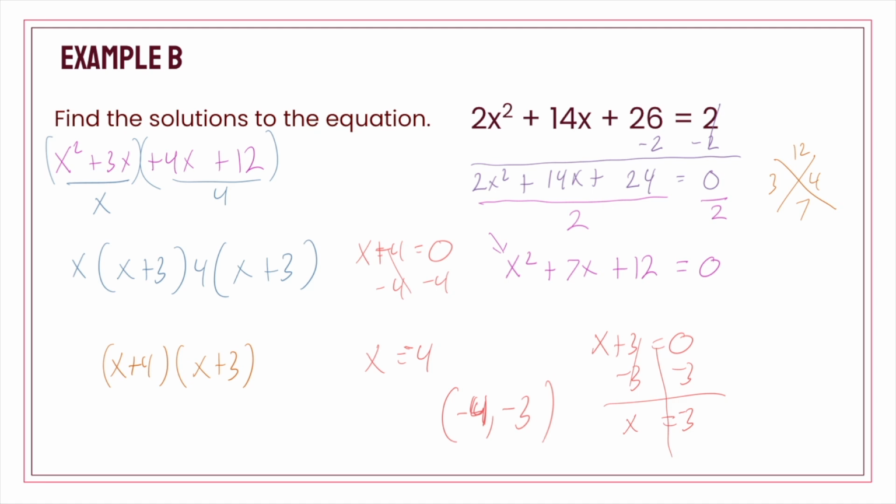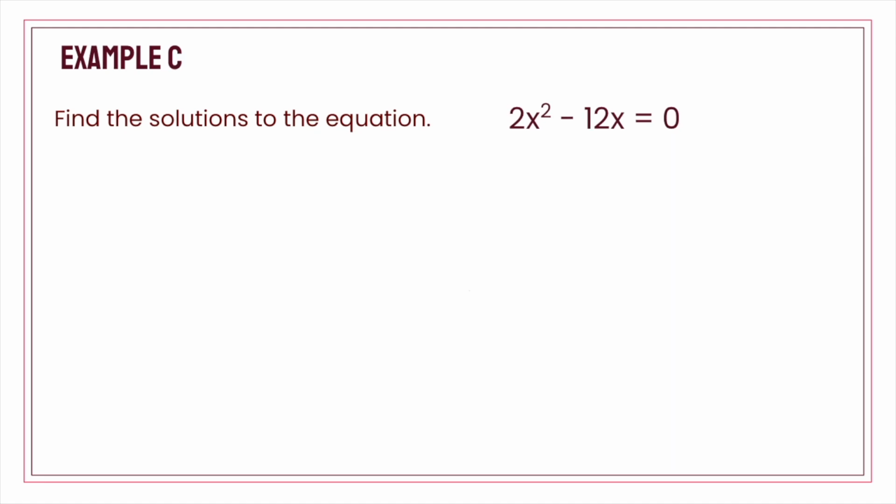Now let's take a look at the next example. Okay, here we are at example C, and it says find the solution to the equation 2x squared minus 12x equals 0. Oh, this is interesting. Our quadratic doesn't have a c. Okay, well, we know it's equal to 0, and that's our first step, so we've got that out of the way.